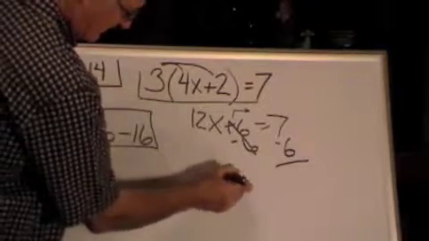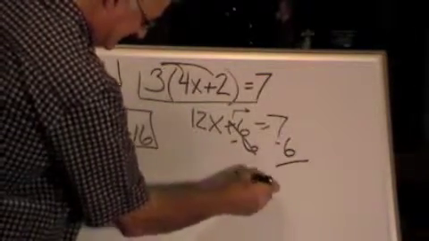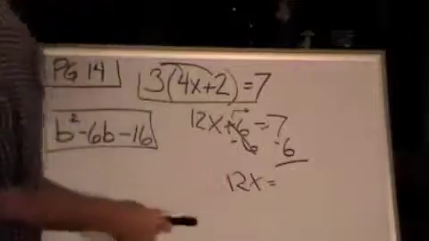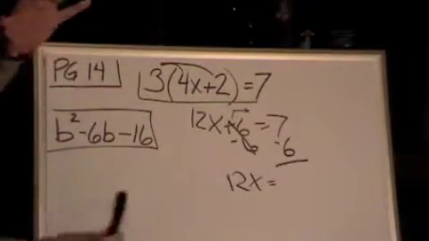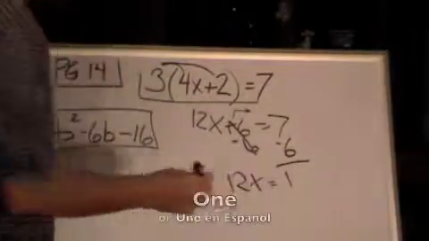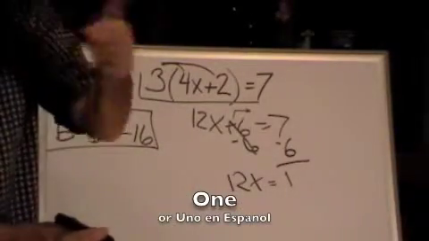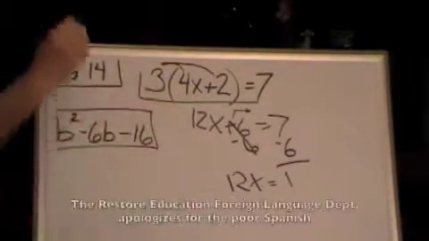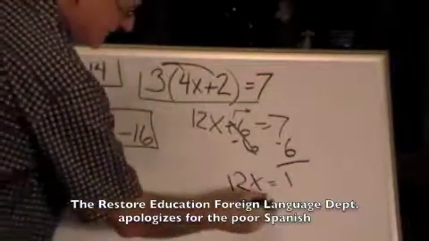Therefore, 12x equals. Now that's a little sloppy, but you got it, okay? 7 take away 6 is uno. That means what? Good at Spanish. Oh, now we gotta move on.